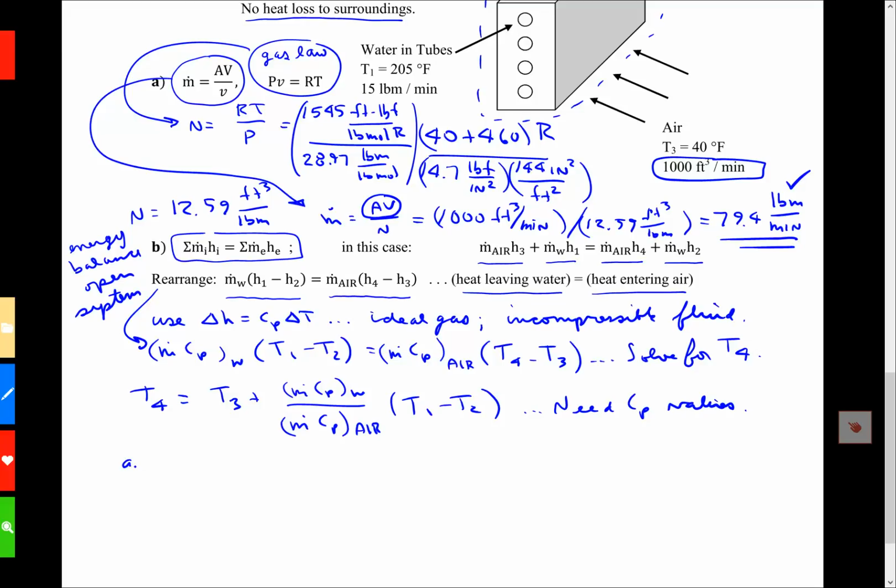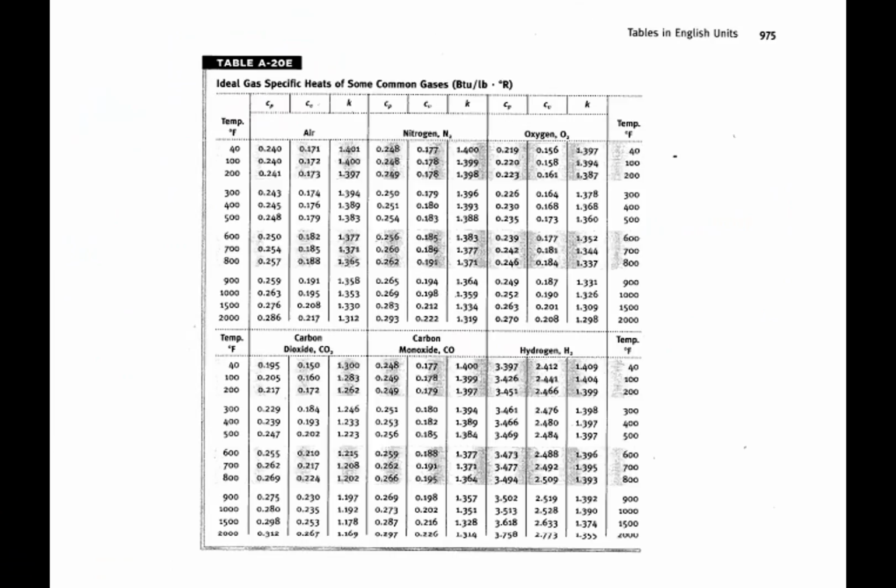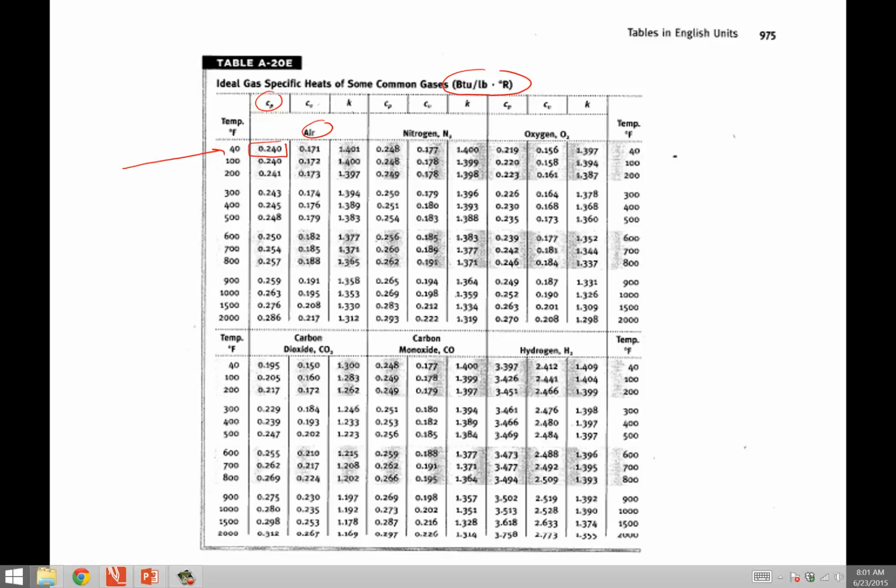Okay, for air, the value that we know is 40 Fahrenheit. We need a table for that. Let's go find a table for air values. Here we have ideal gas specific heats in English units. Here's Cp, here's air. We're looking for 40 Fahrenheit, there it is. The value that we need is 0.240 BTUs per pound per Rankine. So let me transfer that back.